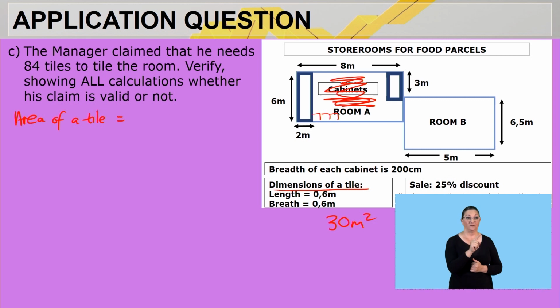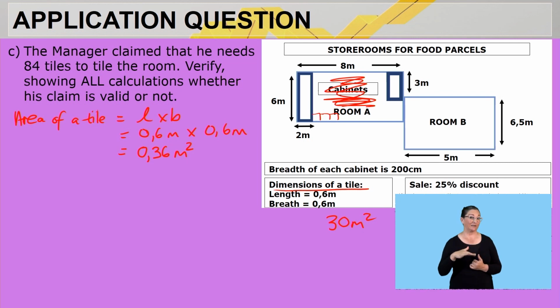equals length multiplied by breadth. We can see these will be square tiles because the sides are the same. So it will be 0.6 meters multiplied by 0.6 meters. Let's calculate that: 0.6 times 0.6. This will give us an area per tile of 0.36 meters squared.